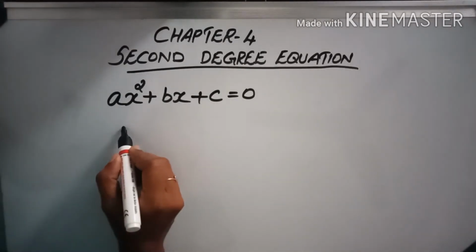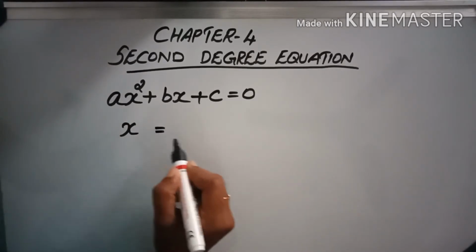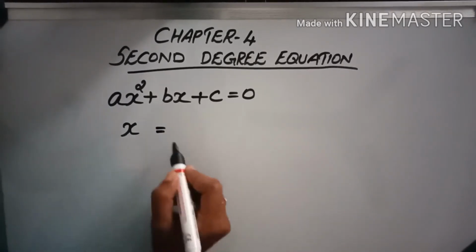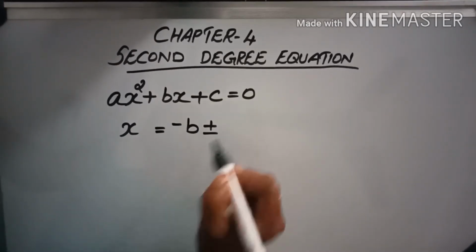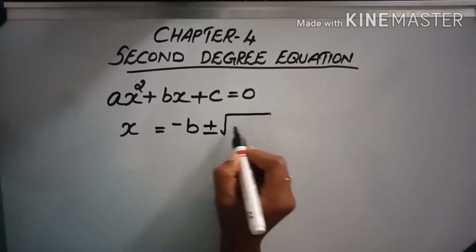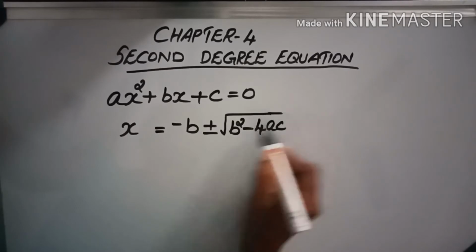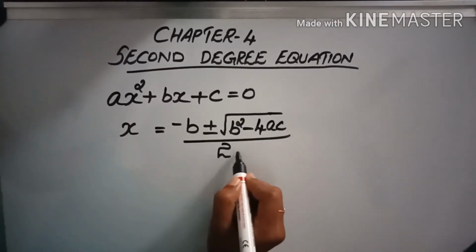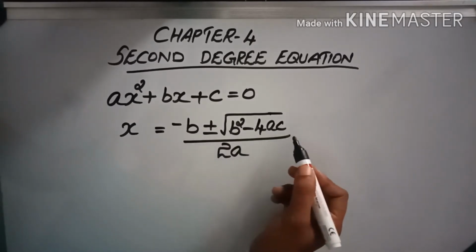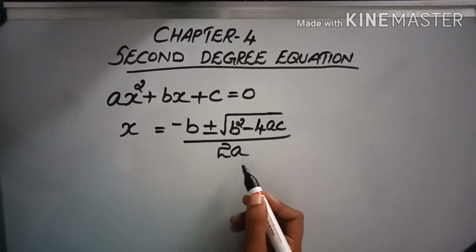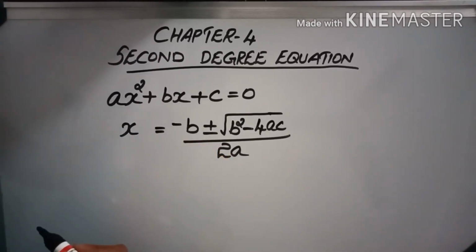The solution means the x value we are going to find. So x equal to, it's a lengthy equation but be careful. The equation is minus b plus or minus root of b square minus 4ac, whole divided by 2a. Minus b plus or minus root of b square minus 4ac, whole divided by 2a. This is the equation to find the solution of a second degree equation.